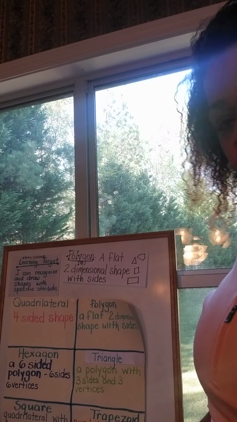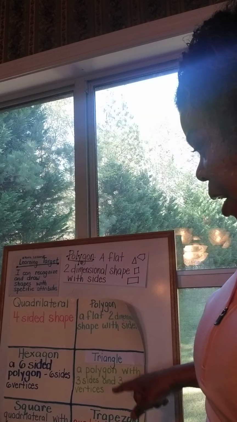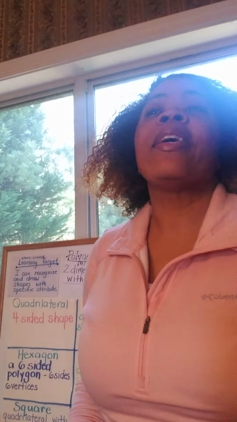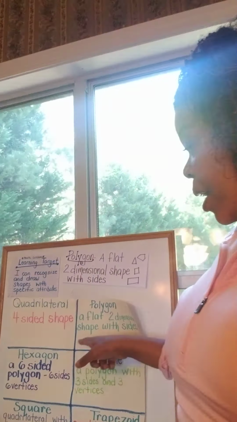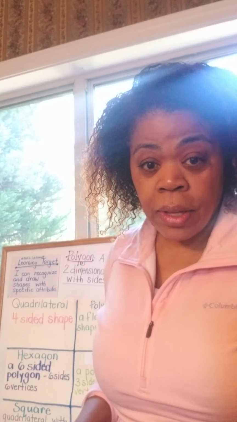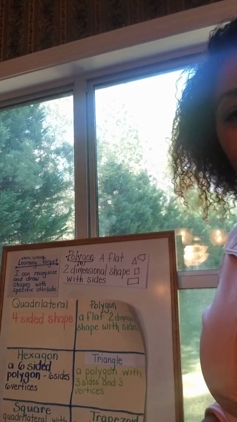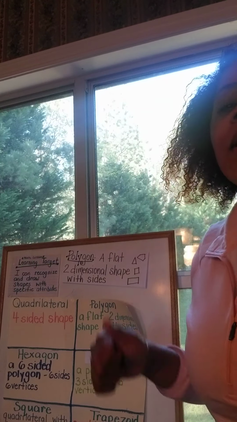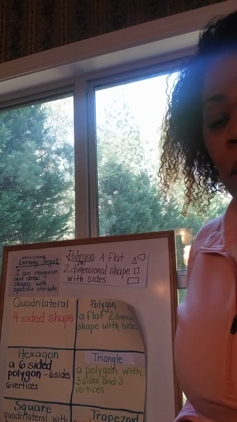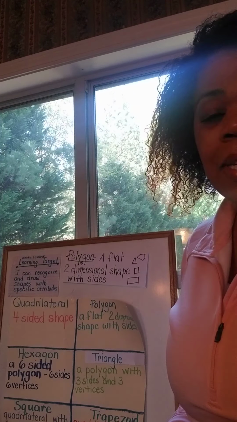Which one of these are quadrilaterals on here? Okay, so hexagon is not a quadrilateral because a hexagon has 6 sides, but is a hexagon a polygon? Yes. Okay, so hexagon is a flat two-dimensional shape with sides, but it's not a quadrilateral because it has 6 sides. How about a triangle? Is a triangle a polygon? Yes, it is a polygon, but is it a quadrilateral? No, it is not. It's a polygon because it's a flat two-dimensional shape, but it's not a quadrilateral because a triangle has how many sides?